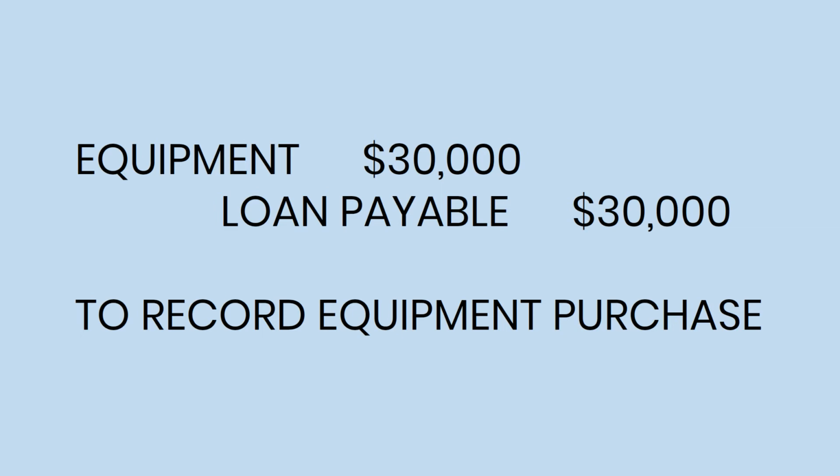The equipment must be capitalized, which means making it an asset. So you're going to debit equipment and you're going to credit loan payable because that is how you're paying for it.